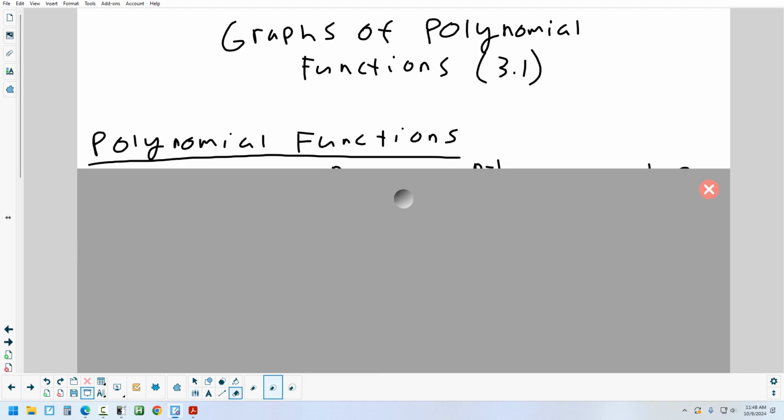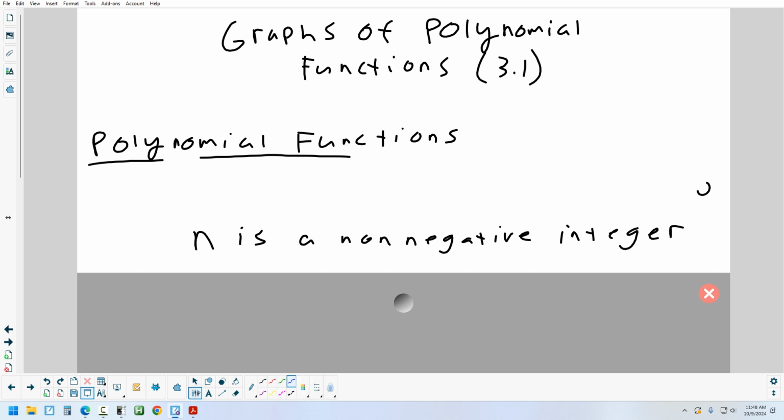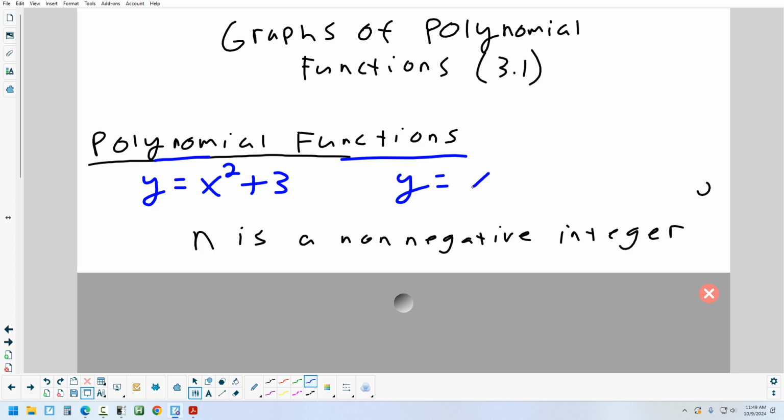Okay, so first of all, what is a polynomial function? That's what chapter 3 is all about. Basically things that look like this. That's a quadratic polynomial. Something like this, that's a cubic polynomial. Those are examples of polynomials.